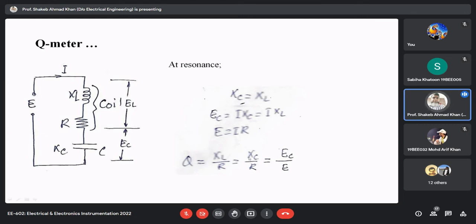So I XC is the voltage across the capacitance, and E is the total voltage. I R is the total voltage because whatever voltage you apply, once resonance is achieved, the whole voltage will appear across the resistance, because the inductive reactance and capacitive reactance cancel each other. This way your quality factor is equal to the ratio of the voltage across the capacitance divided by the total excitation voltage. Is it clear to all of you?